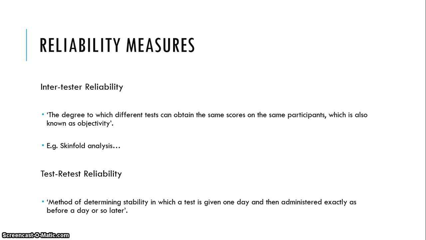Finally, test-retest reliability. The definition of this is the method of determining stability in which a test is given one day and then administered exactly as the day before. This goes back again to consistency with your procedures. If you're doing your test one day in the sports hall at the same time of day, you would expect to get the same result on a Monday, Tuesday, Wednesday, Thursday, Friday.